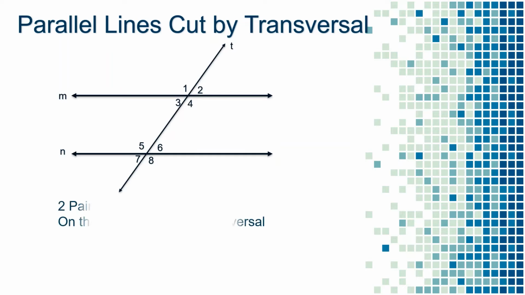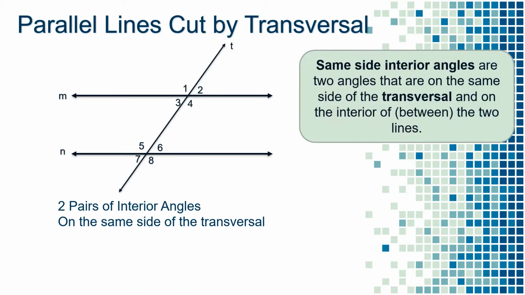Another is we have interior angles on the same side of the transversal, o ito yung tinatawag natin na same side interior angles. Same side interior angles are two angles that are on the same side of the transversal and on the interior of the two lines. So in the given figure, we have 3 and 5. So we are going to write angle 3 and angle 5. Another pair is we have angle 4 and angle 6.